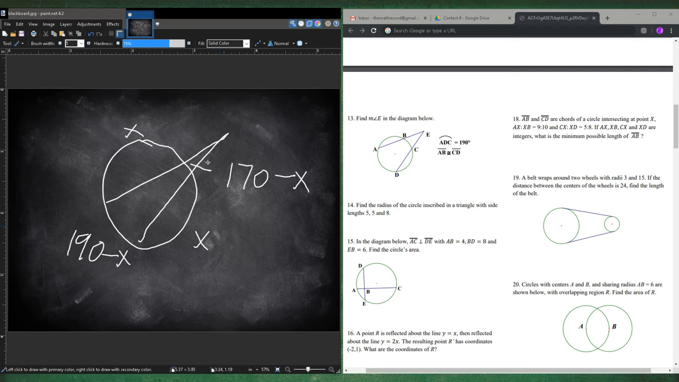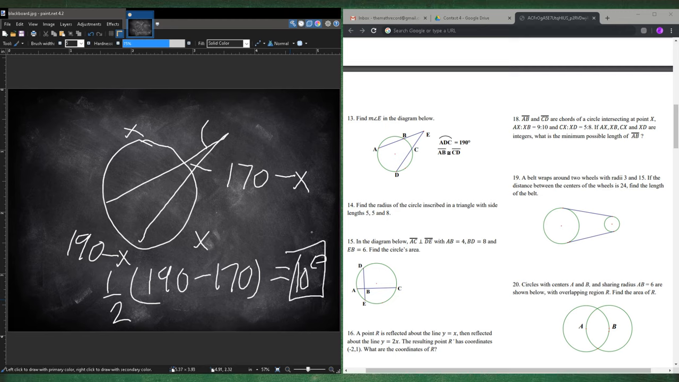So now we just need to find E. Angle E is this E right here. To find E is basically just finding AD minus BC and then halving it. So 190 minus x minus parentheses 170 minus x is basically just 190 minus 170, because a negative of a negative x is a positive x, so they cancel each other out. And then you're going to have half of that. So that's 20 times a half, which is equal to 10. So 13 is just 10 degrees.